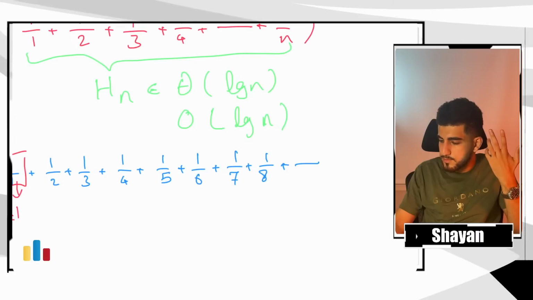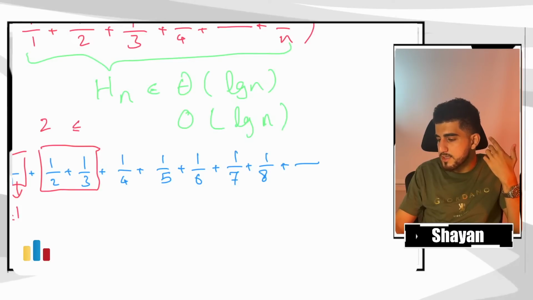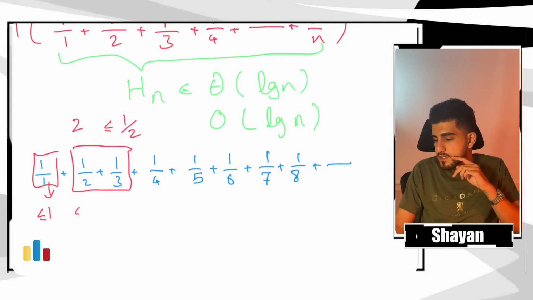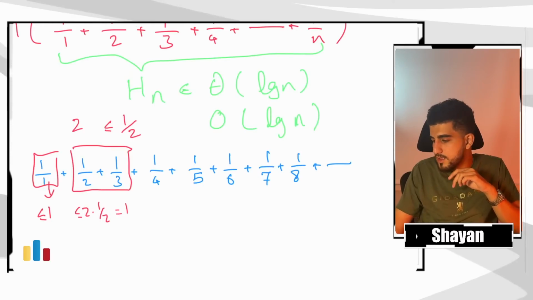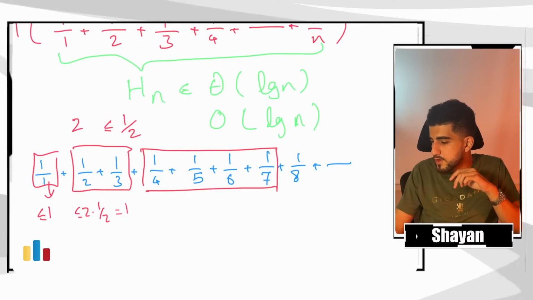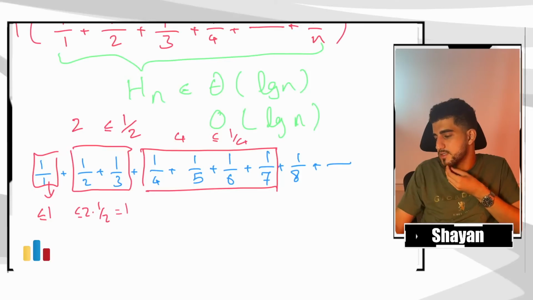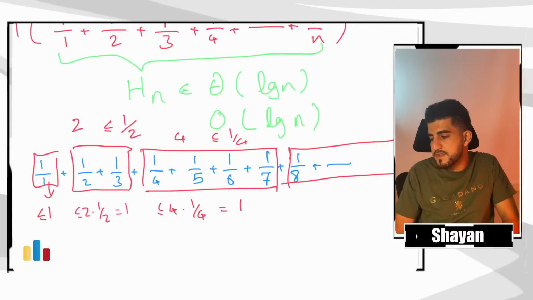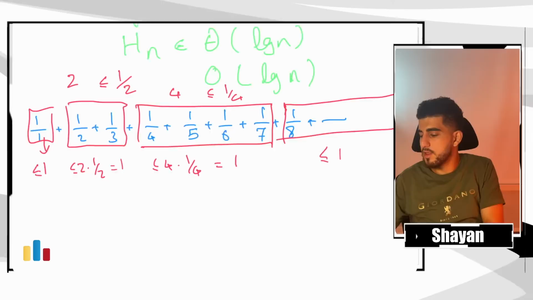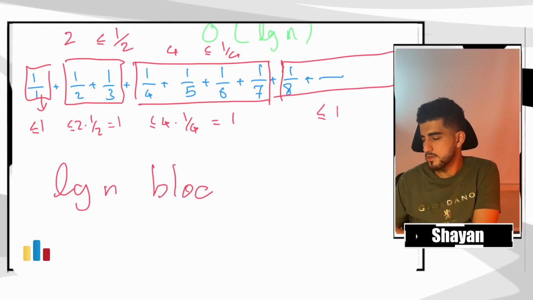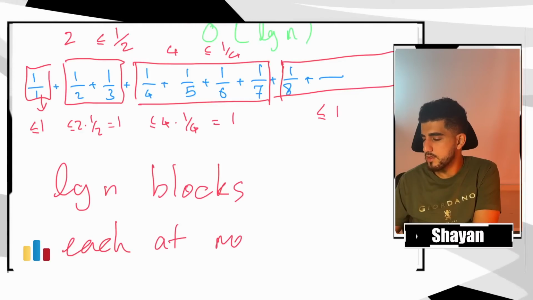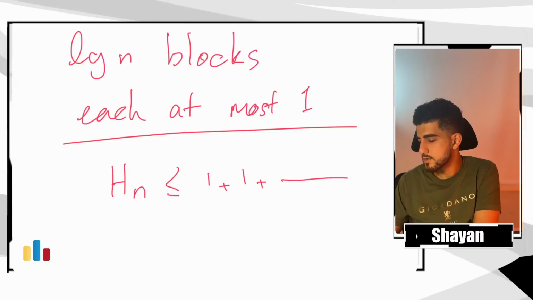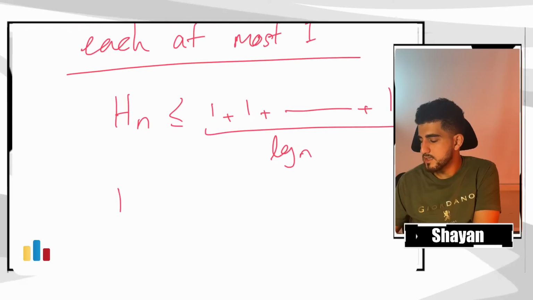1 over 2 plus 1 over 3, there are two numbers, each at most 1/2, right? So it's at most 2 times 1/2, which is 1. So it's at most 1. 1/4, 1/5, 1/6, and 1/7, there are 4 numbers, each up to 1/4. So at most they are 4 times 1/4, so it is 1 at most. And again, from 1/8 to 1/15, they are at most 1. So you're going to have log n blocks, each at most 1. Therefore, this value, the harmonic number of n, is at most log n once. So H of n is going to be at most log n.